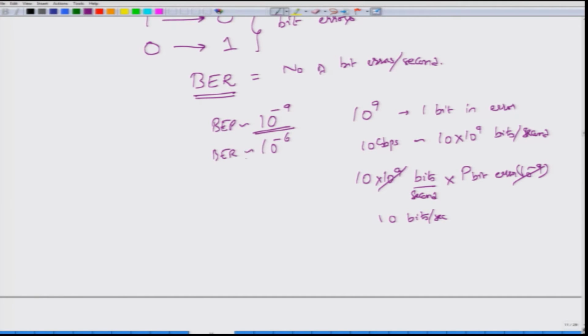But the colloquial use is that you use the same value for bit error rate. You do not really talk about bit error probability, because you kind of normalize it with the transmission rate or the data rate. So, this is BER.